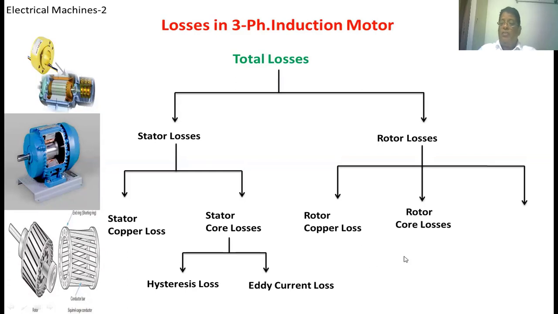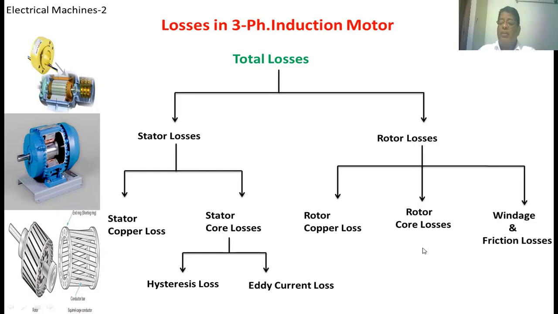Next, rotor core loss. When the rotor is rotating, it is rotating in the stator flux. It is subjected to magnetic reversals. So some amount of core loss will occur in the rotor core. That loss is nothing but rotor core loss. This loss consists of two losses. One is hysteresis loss, another one is eddy current loss. But the magnetic reversal subjected to the rotor core in running condition is very small. So we can neglect this rotor core loss when compared to the stator core loss.